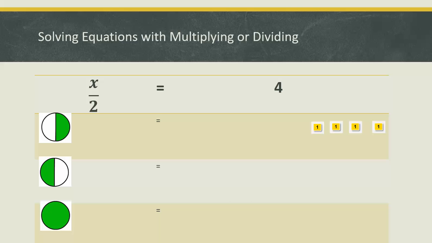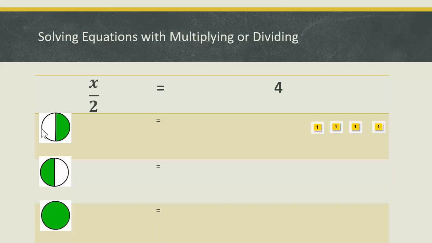Welcome back. Now let's look at modeling some equations where the original problem involves division. Let's start by reviewing some formatting. When we have a fraction bar, it is the same as division. So this problem says x over 2 equals 4. What that means is x divided by 2 equals 4.